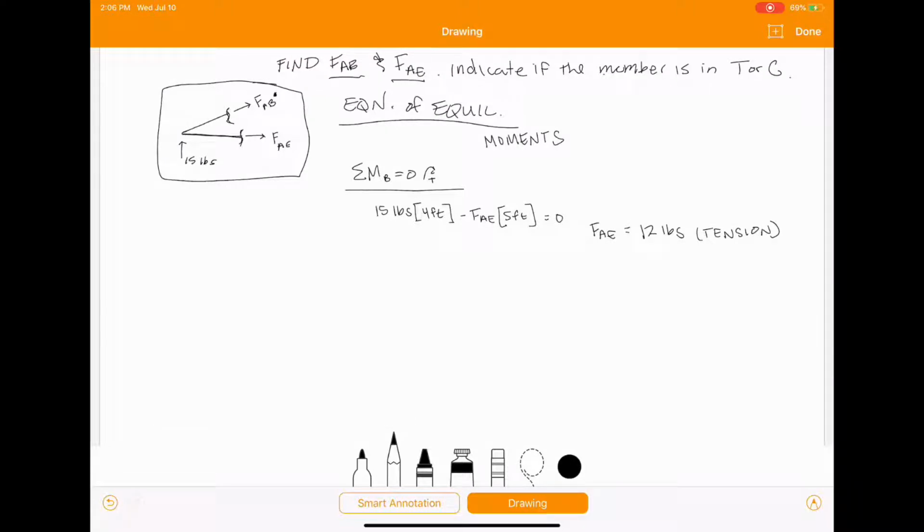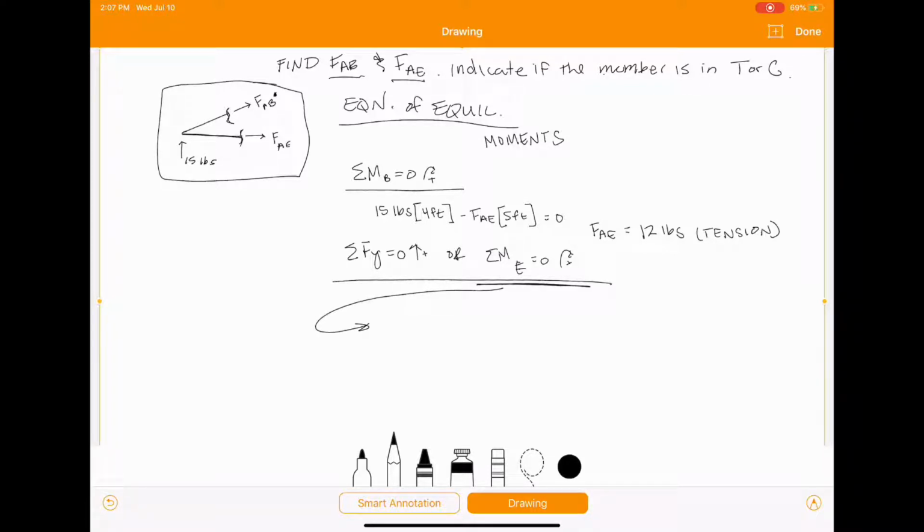So now that we've done that, we can do a sum of forces in the y direction. Or we could do another sum of moments about point E. Both of those should get you your right answer. We'll do another sum of moments just because I feel like people are more afraid of that way, but really it's not that much more complicated than taking a sum of forces. So we're going to look at this one right here.